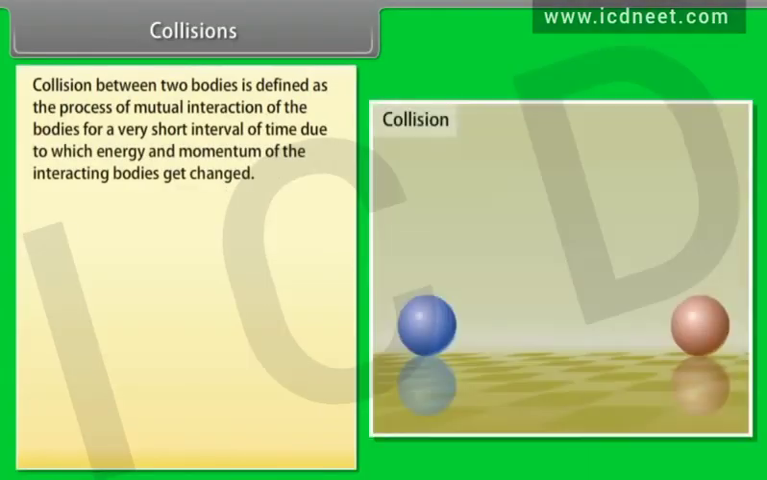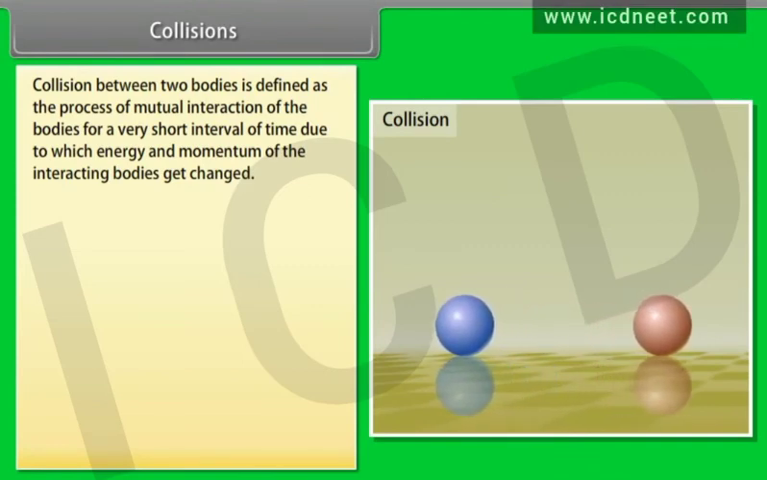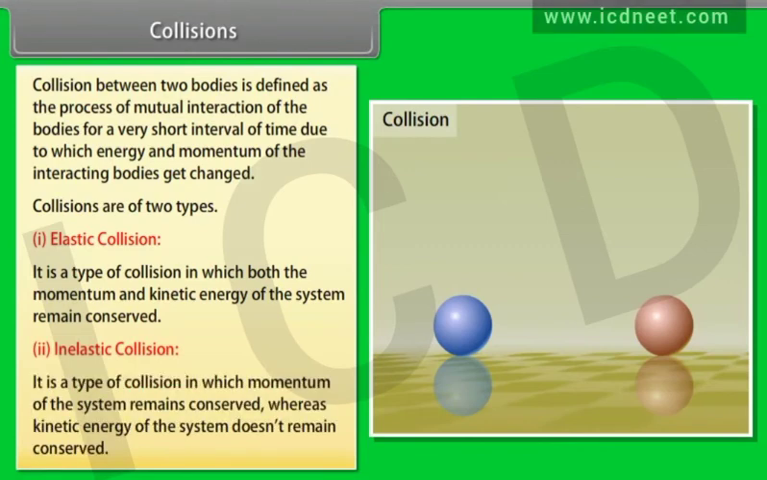Collisions. Collision between two bodies is defined as the process of mutual interaction of the bodies for a very short interval of time, due to which energy and momentum of the interacting bodies get changed. Collisions are of two types. Number 1. Elastic collision. It is a type of collision in which both the momentum and kinetic energy of the system remain conserved. Number 2. Inelastic collision. It is a type of collision in which momentum of the system remains conserved, whereas kinetic energy of the system doesn't remain conserved.